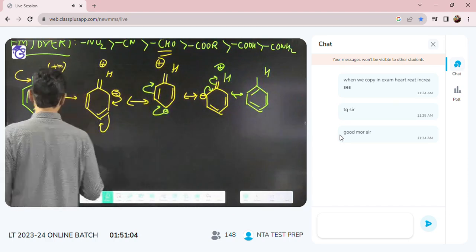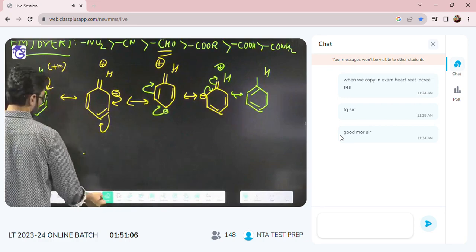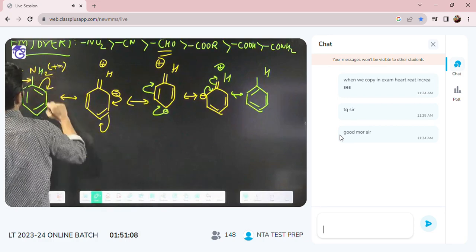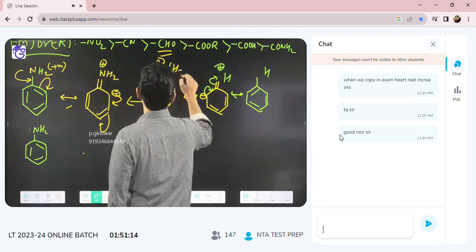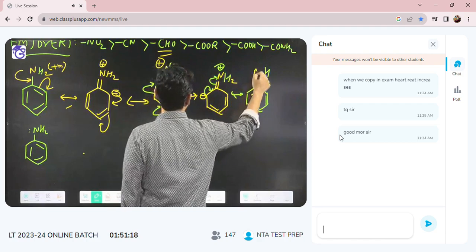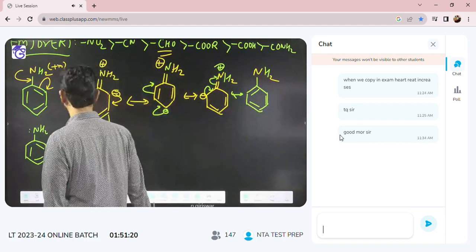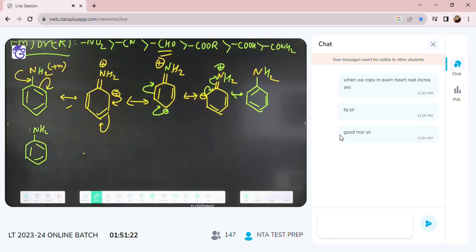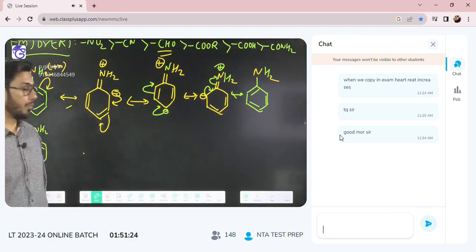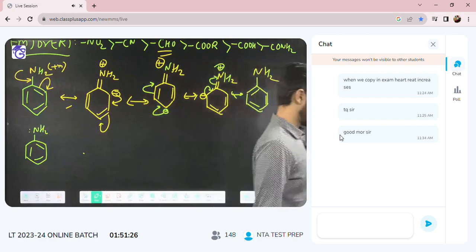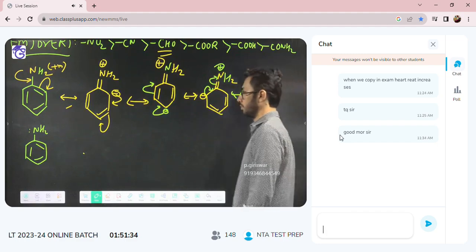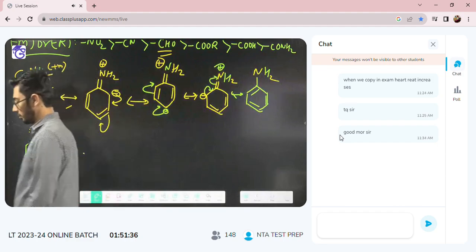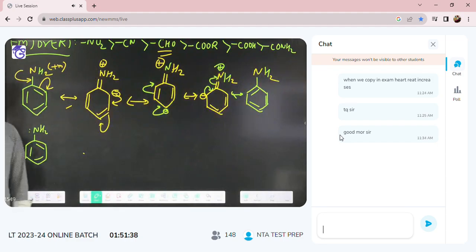Write down the other structures of aniline, NH2. These are the resonating structures of aniline? Answer is 5 structures. Very good. Yes, correct it is. Written.